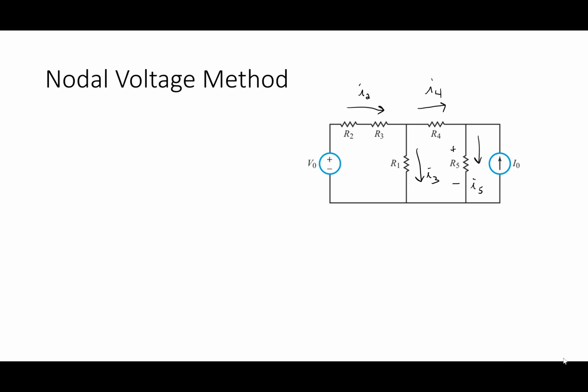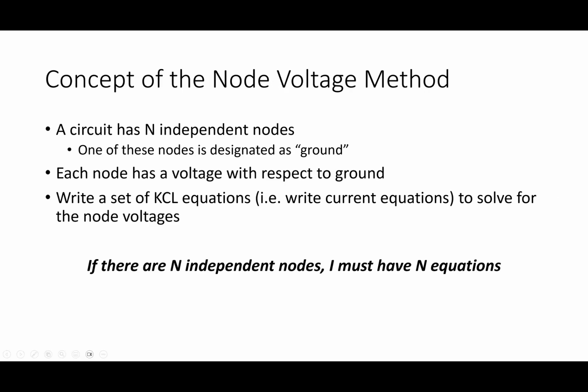So when I look at this and I do node voltage method, I'm solving for voltages at nodes, right? But what kinds of equations am I writing? I'm writing current equations and solving for voltages. All right. So that's important to remember. So in terms of the way that I did this, right? I talked the other day about the concept here: basically, if a circuit has n independent nodes, I have to have n equations always. I have to have as many equations as I have unknowns.